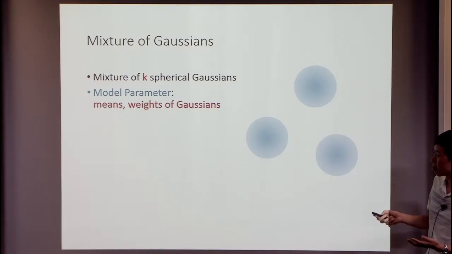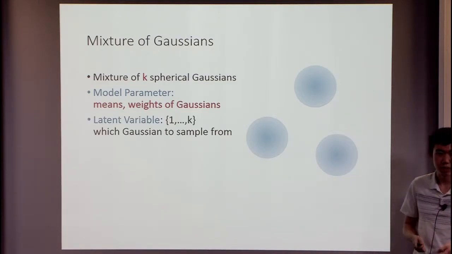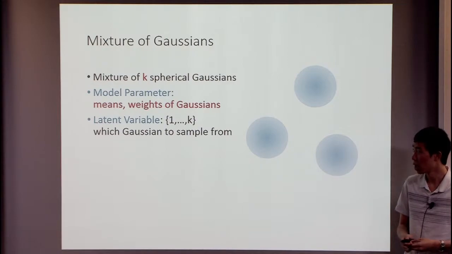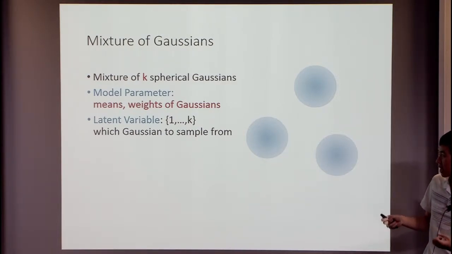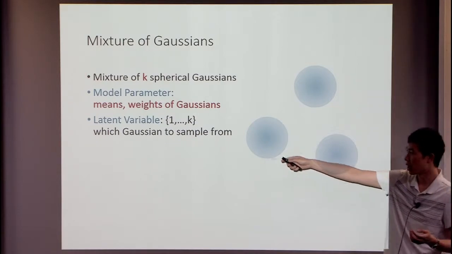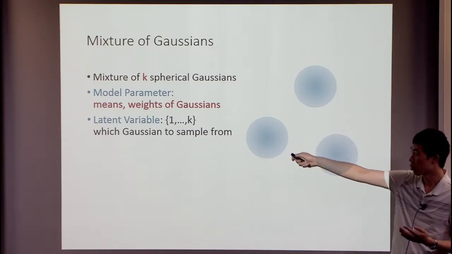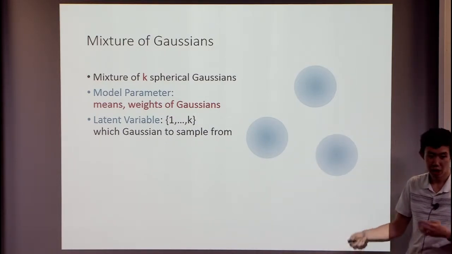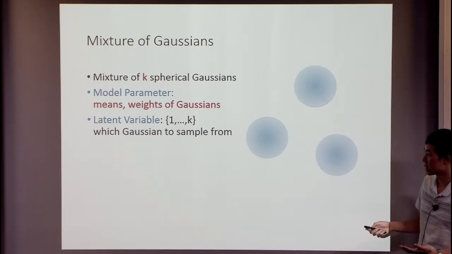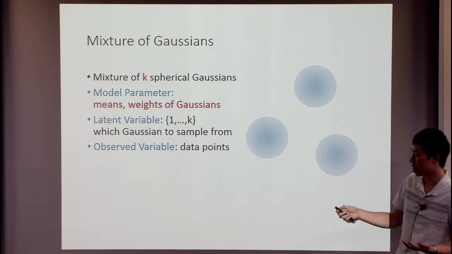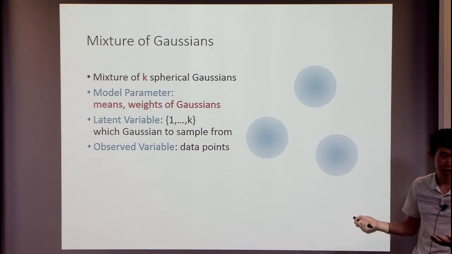We can view this as a latent variable model because we can think of a latent variable as a number from 1 to k. This number tells us which Gaussian we are going to sample from. So for each sample, we first choose the latent variable from 1 to k according to the weights. Then we know which Gaussian we want to sample from. And after that, we can sample the observed variable conditioned on that Gaussian.